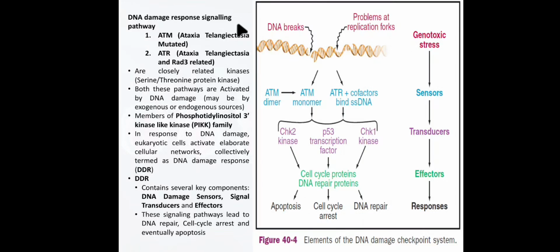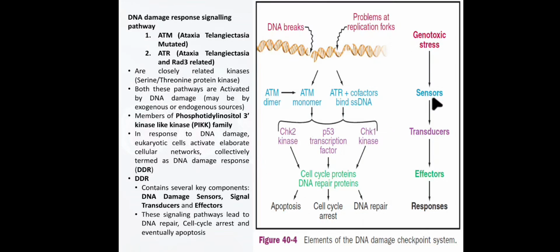See, the DNA damage response signaling pathway: ATM, Ataxia Telangiectasia Mutated, and ATR, Ataxia Telangiectasia and Rad3-related, are closely related kinases, that is, serine/threonine protein kinases. Both these pathways are activated by DNA damage, whether exogenous or endogenous. They belong to the PIKK family, that is, phosphatidylinositol 3-kinase-like kinase. In response to DNA damage, eukaryotic cells activate elaborate cellular networks, collectively termed the DNA damage response, DDR.